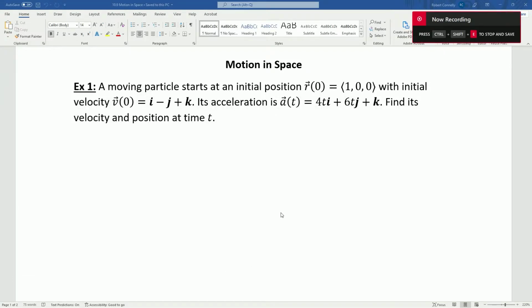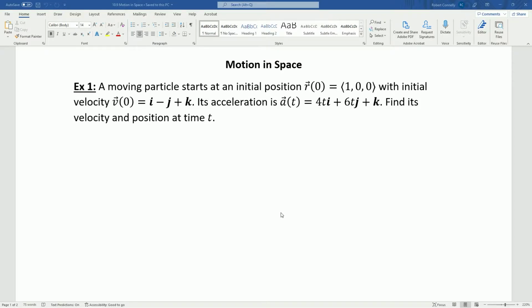Hello everybody and welcome to our video on motion in space. For this video we're just going to do a couple examples that don't really cover new concepts per se. They're just going to take the concepts we've already learned and apply them to some problems involving exactly what this title is, motion in space.